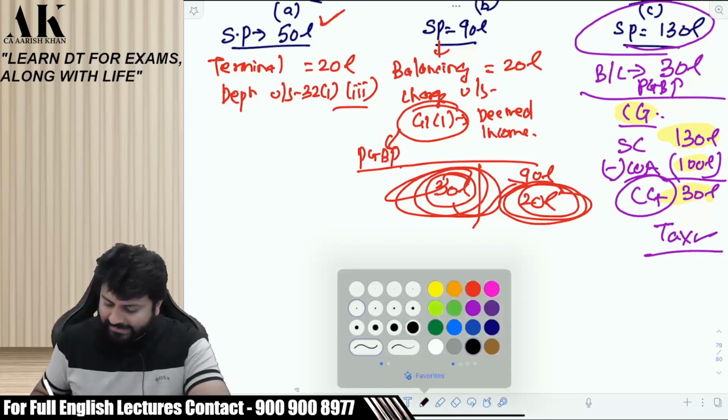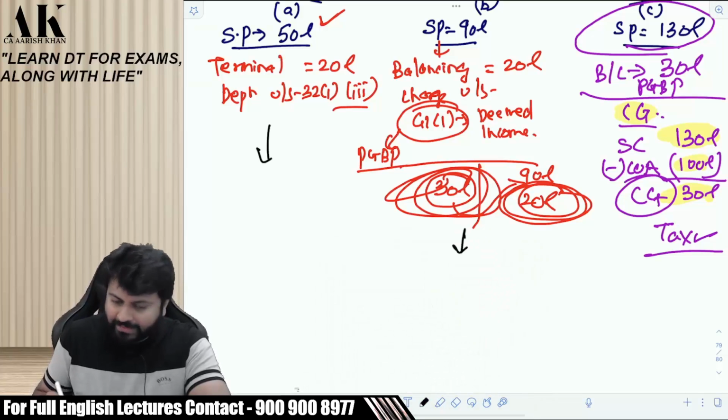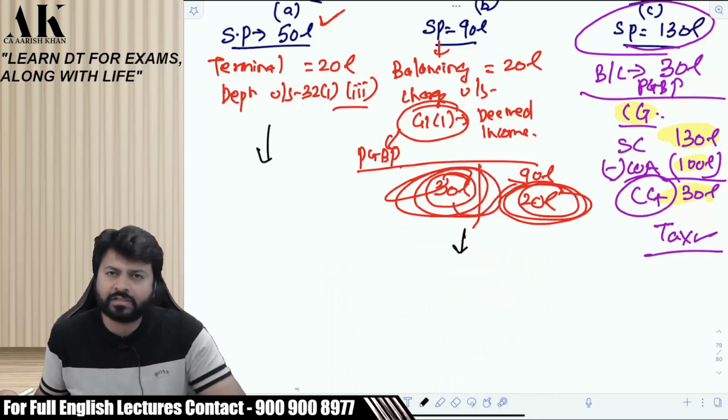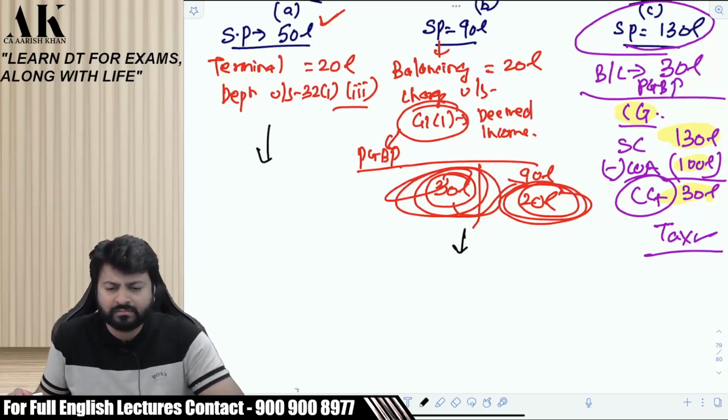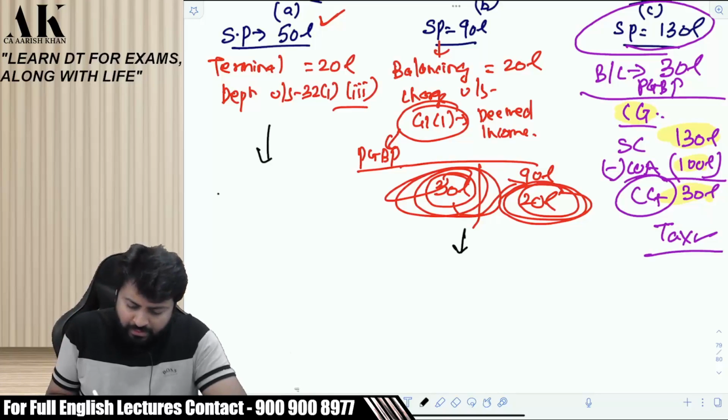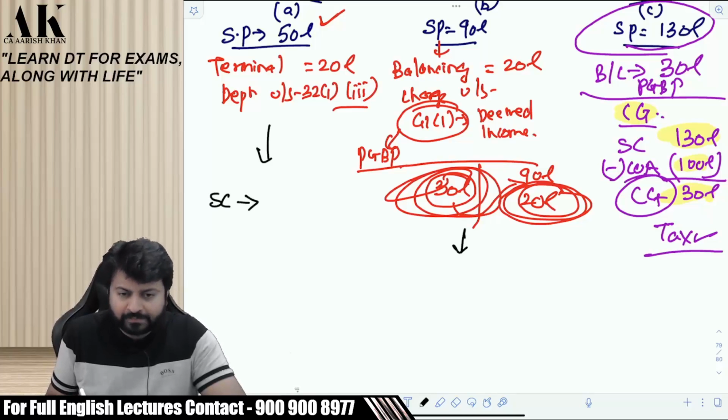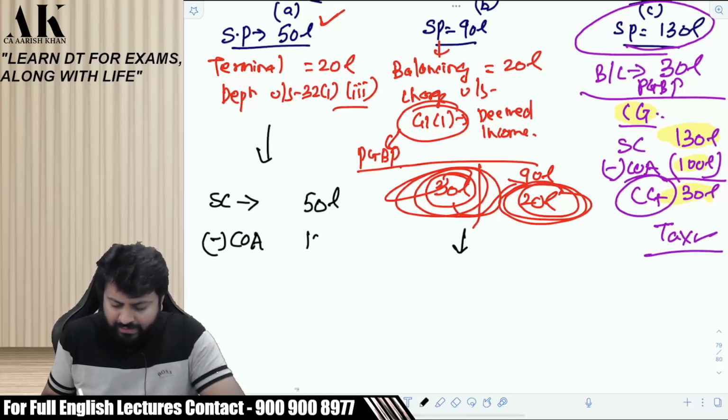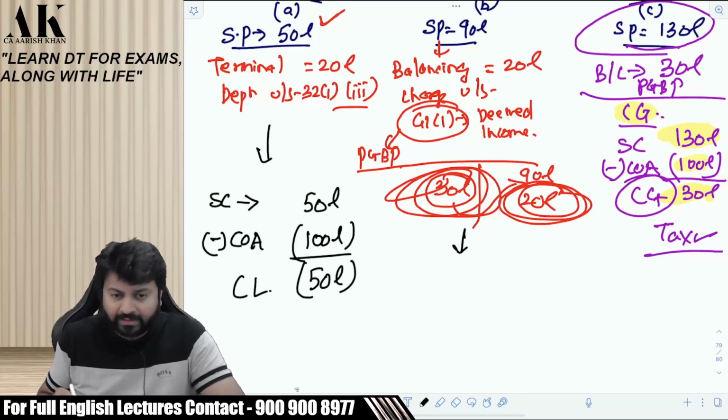So the assessee is asking that in the first and the second case, why capital gains is not computed? Even in the first and the second case, the asset is sold now, so the capital gains has to be computed in the first and the second case also. If you compute the capital gains in the first case, sale consideration, how much is it? 50 lakhs. Cost of acquisition, how much is it? 100 lakhs, right? There will be a loss of 50 lakh rupees, capital loss, right?